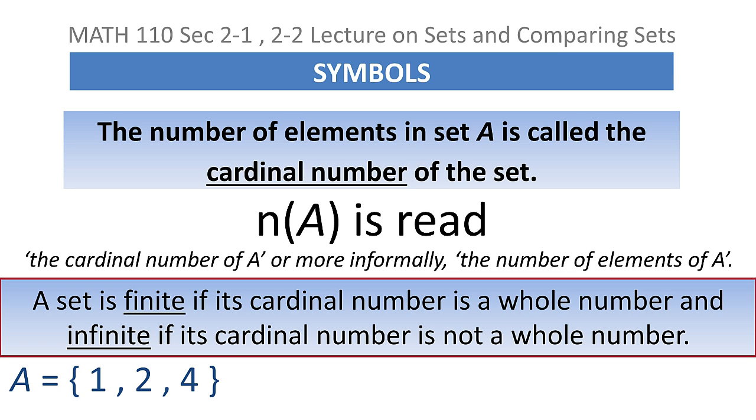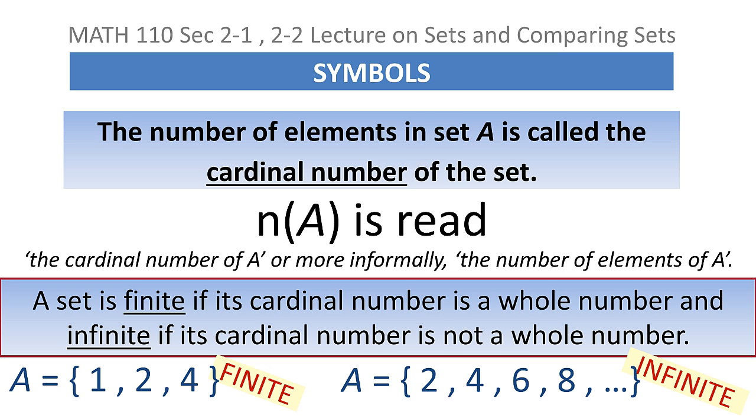For example, suppose we have the set A consisting of the elements 1, 2, and 4. That set is obviously finite because the cardinal number is 3. 3 is a whole number. If the cardinal number of a set is a whole number, then it's finite. On the other hand, the set A consisting of the elements 2, 4, 6, 8, and so on, which means it continues forever, has no whole number that you can say is the cardinal number of that set. So that set is said to be infinite.